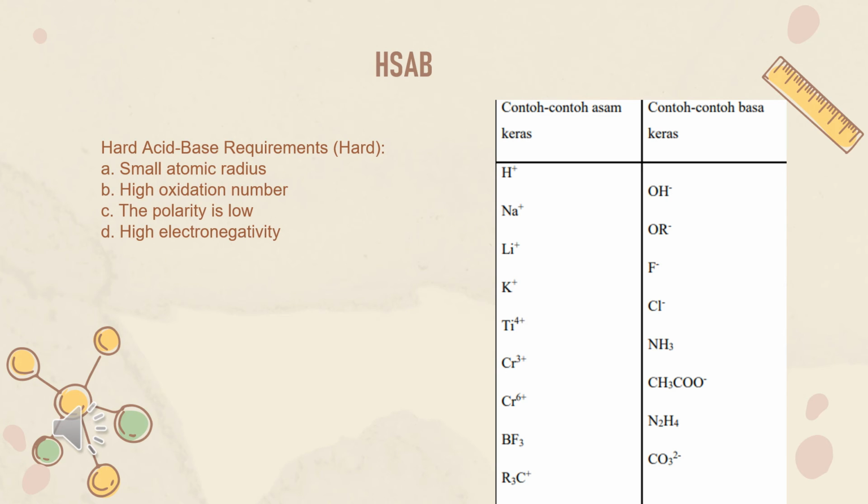CO3 2-. Nah, itu tadi adalah contoh-contoh dari asam keras dan basa keras. Dan tadi adalah syarat dari asam basa keras itu sendiri.